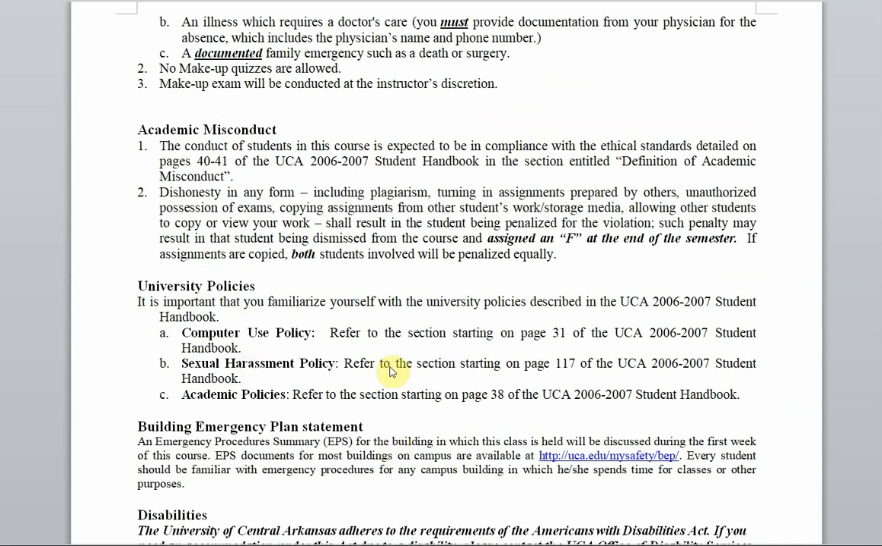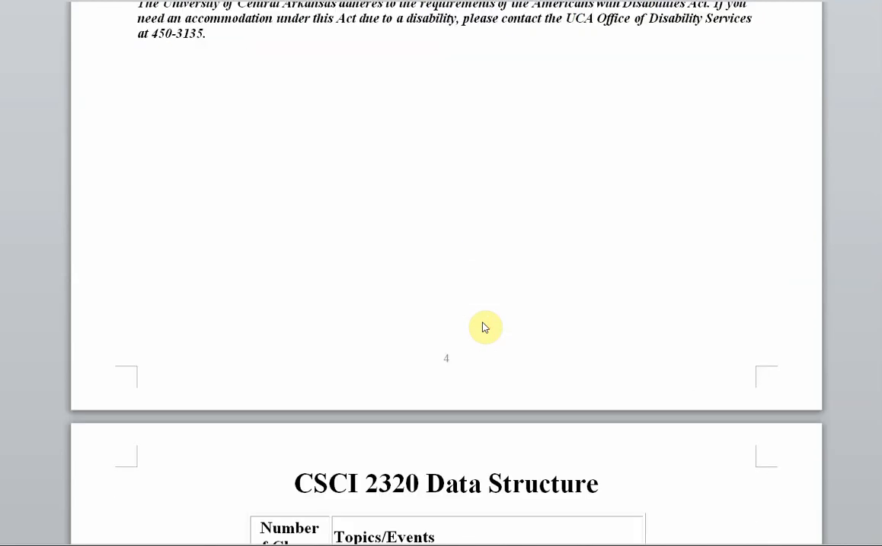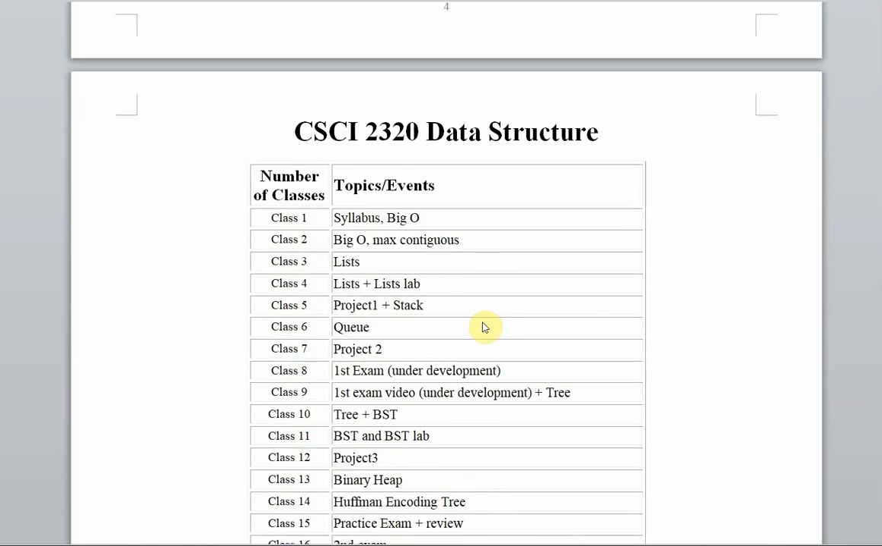There are some other policies listed as regular things in the syllabus, so I will skip those. Make sure you guys look into that.